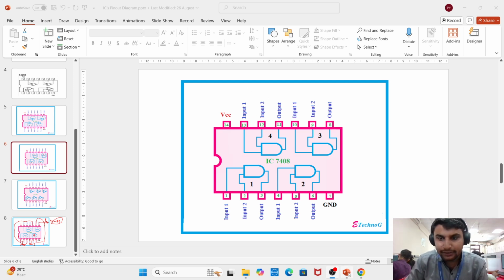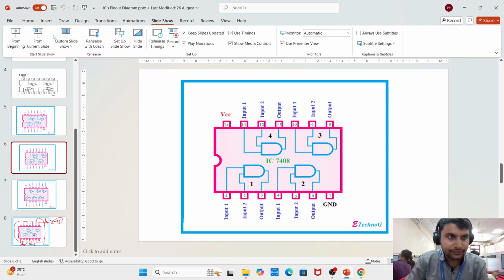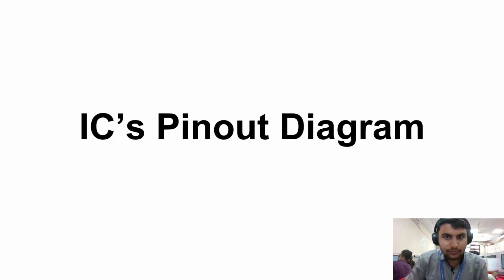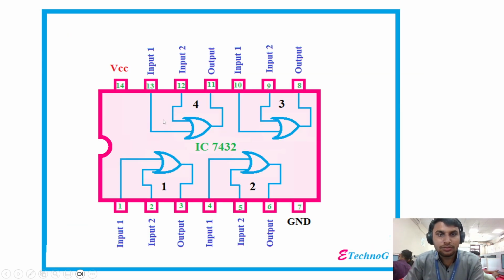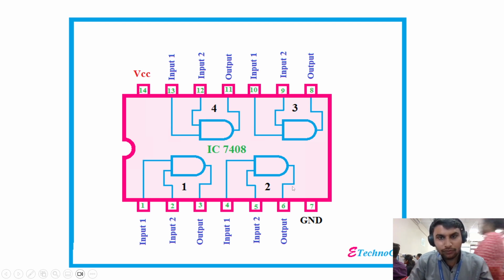So for the AND gate, the IC number is 7408. Let me show the slide. So IC number 7408, that is the AND gate IC, it has two inputs and one output. IC number 7408 contains 1, 2, 3, 4 gates. So the total number of gates in the IC is 1, 2, 3, and 4. It has two inputs and one output.